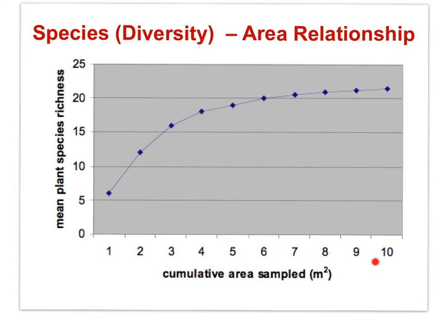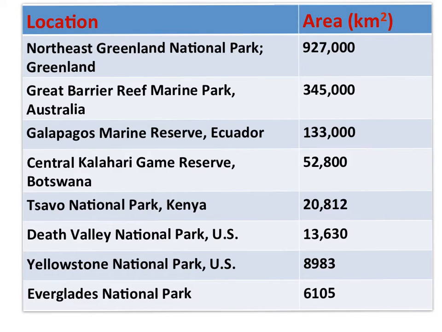An increase in area increases diversity because the possibility of including rare species increases with increasing area. The relationship is simple and easy to remember, and at a certain size area, all species have been encountered, thus diversity plateaus. The bigger the area, the greater the diversity, and it's been suggested by scientists that parks should be no less than 4,000 square kilometers.